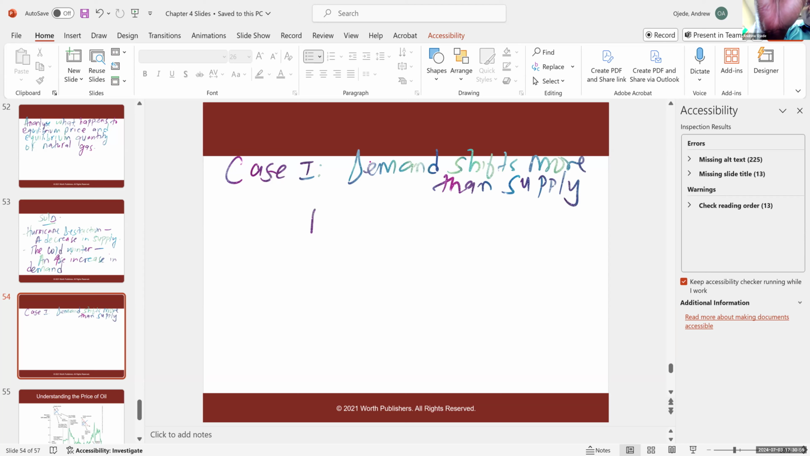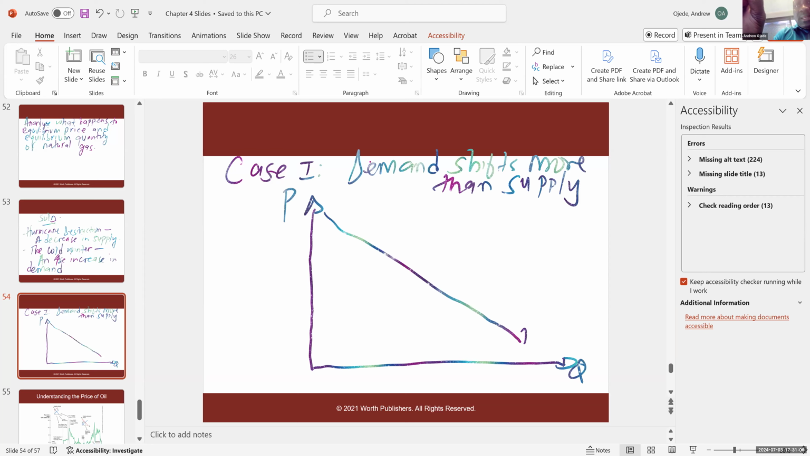So if it is a case where demand is going to shift more than supply, I'm going to draw my graph here. Price goes on this axis, quantity goes on this axis. This is my demand for natural gas. I can label this D1. This is my supply for natural gas. You can label it S1. This is my initial equilibrium values for price and quantity, Q1.